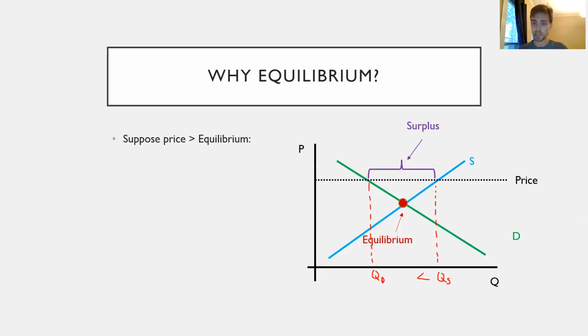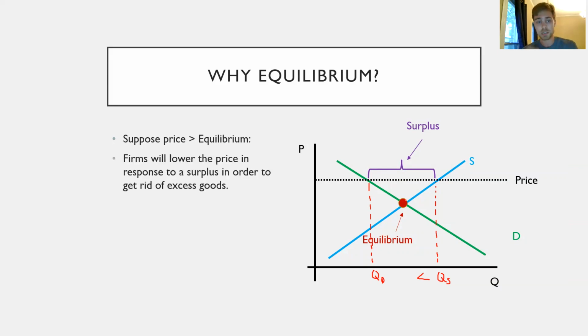Our quantity supplied being greater than our quantity demanded means we have a surplus. And a surplus is essentially there are goods left on the shelf that aren't being bought by people at that price. And so what do firms do when they have unsold goods? Well, they put those goods on sale, right? So in other words, they lower their price in response to a surplus to get rid of those excess goods. And so they'll lower the price until they reach equilibrium. And so we say that a surplus will put downward pressure on the market until you get to equilibrium.